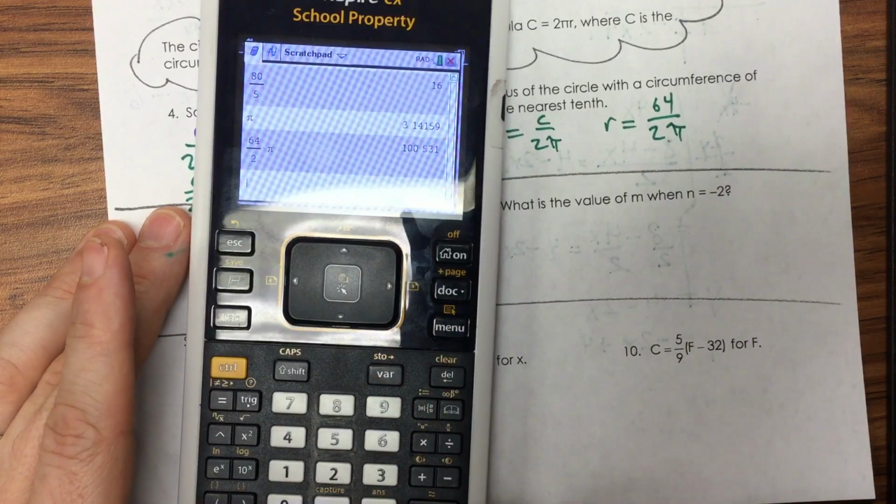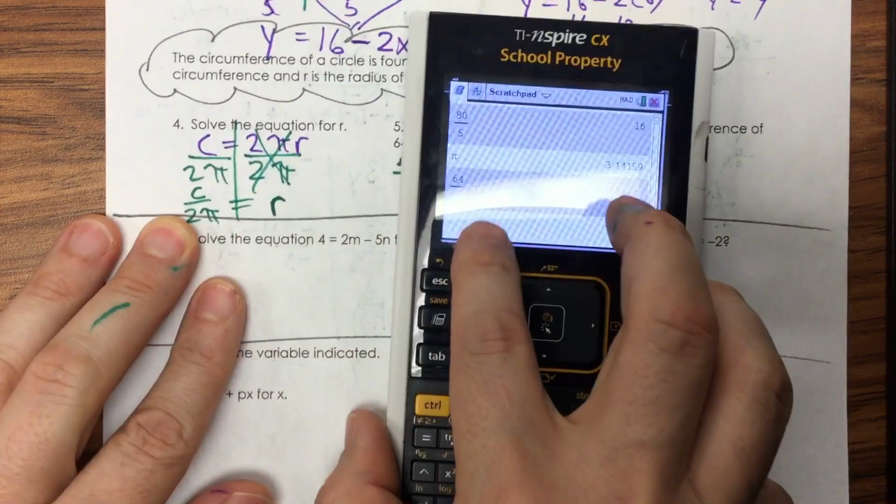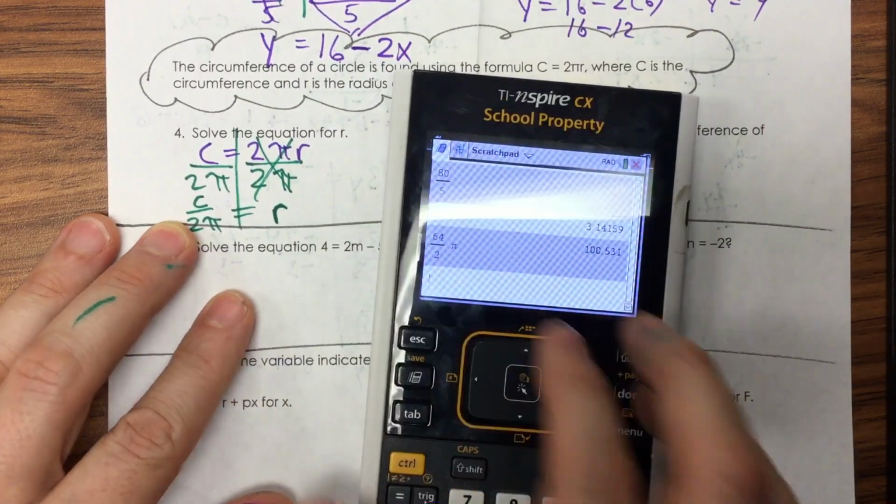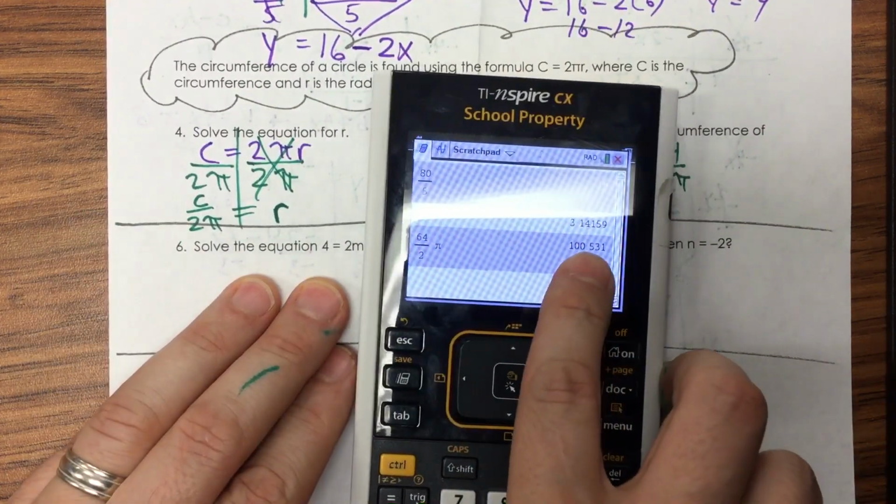There you go. No, that's wrong. It didn't take it right. You see that? It said divided by 2 times pi. So I got to redo that. I figured that number was wrong.